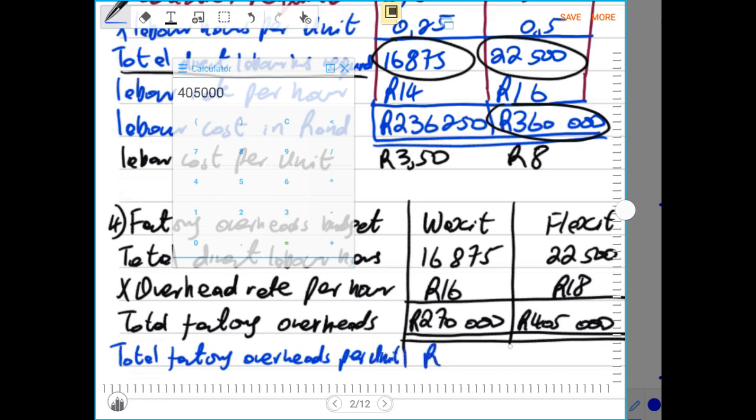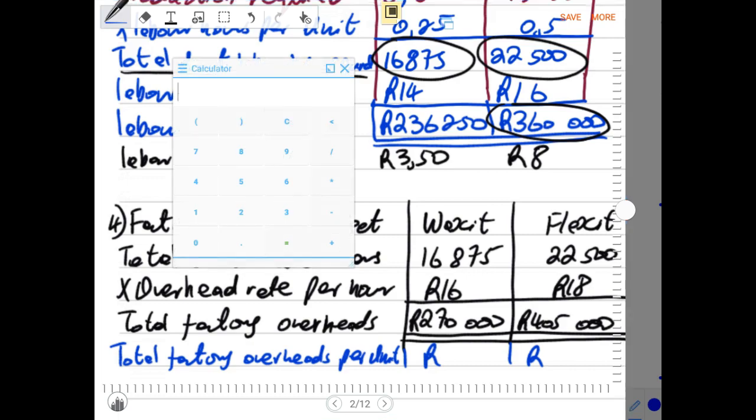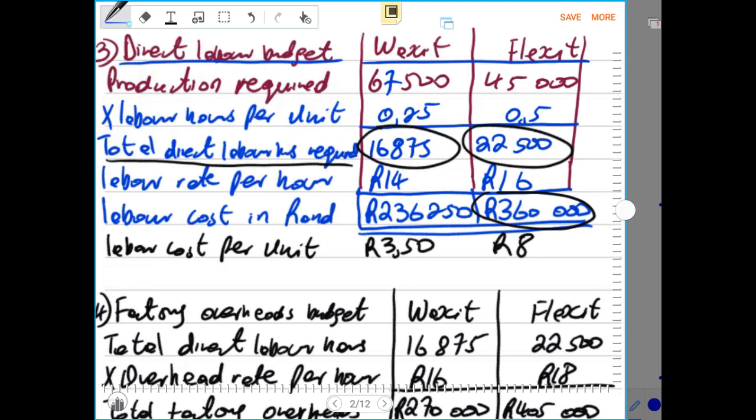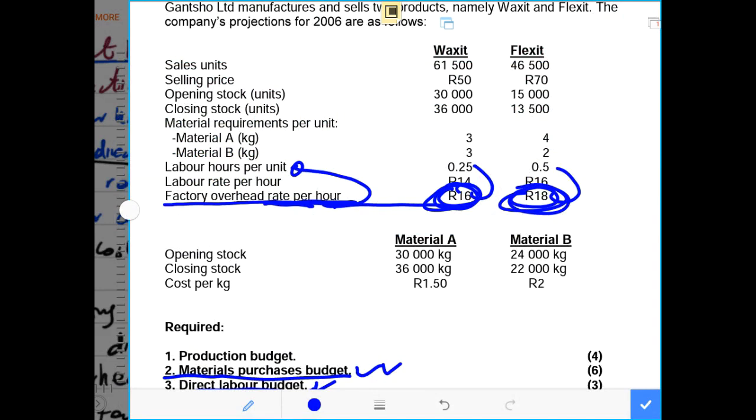Our total factory overheads per unit, we ask ourselves, how many hours does it take to complete one unit? We know that the number of hours it takes to complete one unit does not change. It still remains as 0.25 for product worksheet and 0.5 for product flexit. It is also given under our additional information that the labor hours per unit is 0.25 and 0.5 labor hours per unit. That means these are the number of hours it takes to complete one unit.